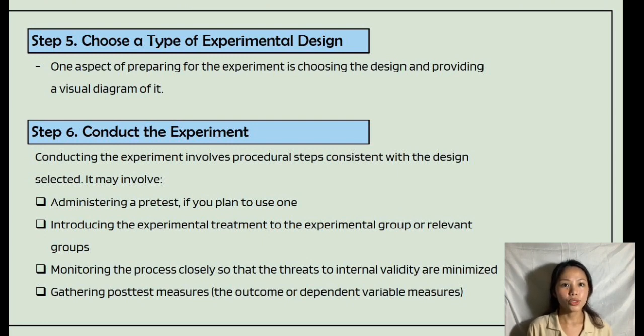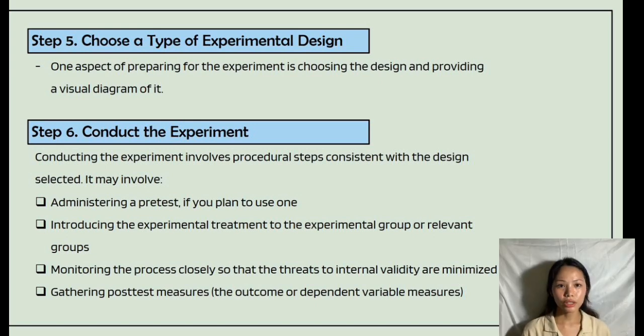Second is introducing the experimental treatment to the experimental group or relevant group. It involves implementing the intervention, manipulation, or condition that is being tested to observe its effect. Next is monitoring the process closely so that threats to internal validity are minimized. It helps ensure that the study's design and execution are strong, reducing the potential for confounding variables or biases to affect the results.